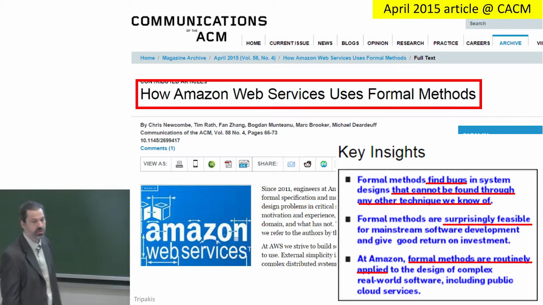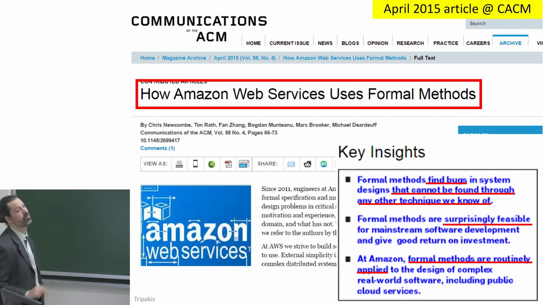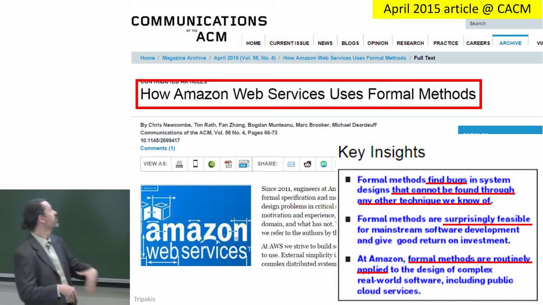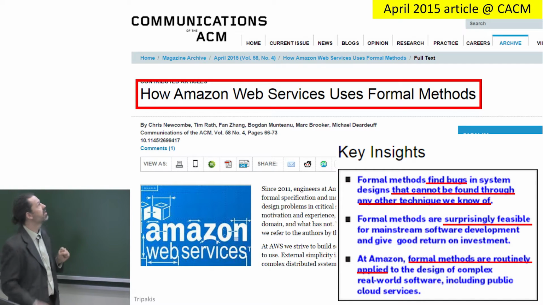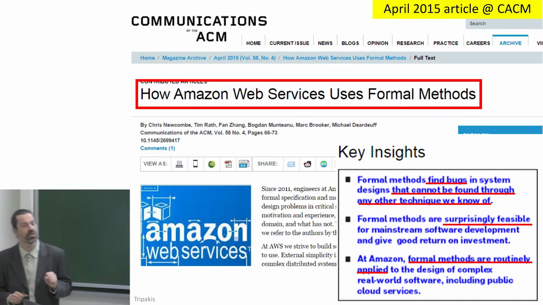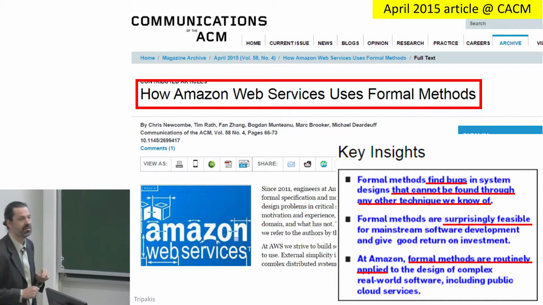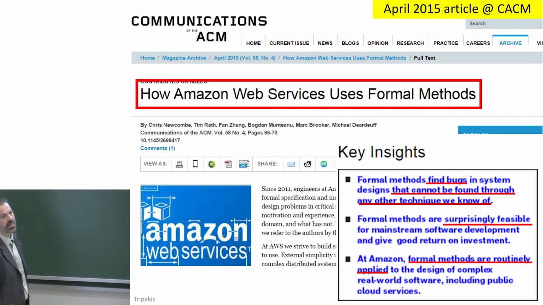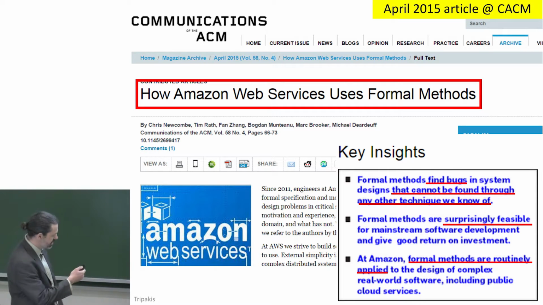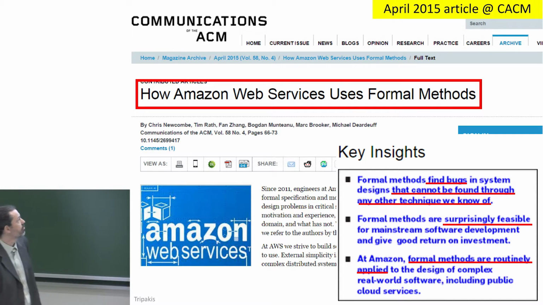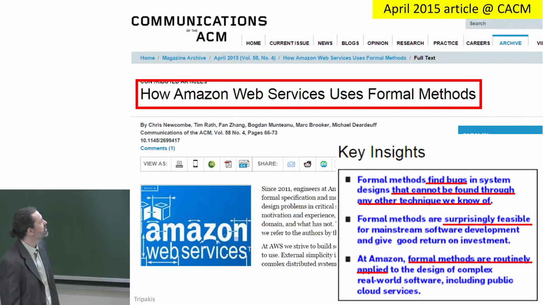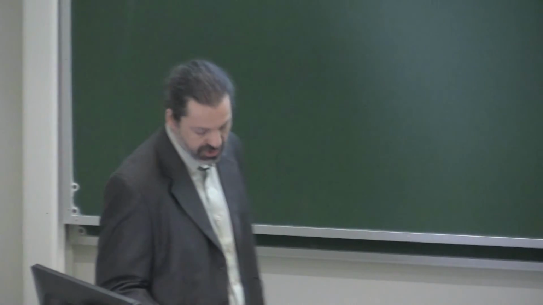companies are developing huge data centers and a lot of software, a lot of distributed protocols, cloud computing, all kinds of systems that run in these data centers. These distributed protocols are very, very difficult to get right, and you really need these techniques to get these distributed concurrent systems correct. When you look at the article, they make some pretty interesting claims: that formal methods can find bugs that cannot be found through any other technique we know of. They are surprisingly feasible and routinely applied to the design of complex real-world software. So it looks like the future is bright for formal methods.